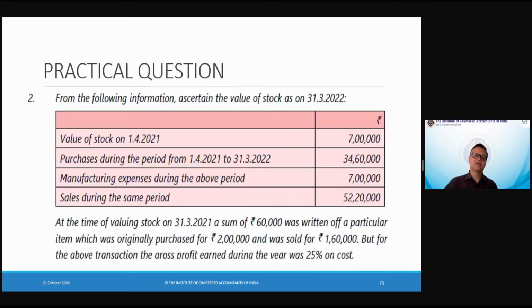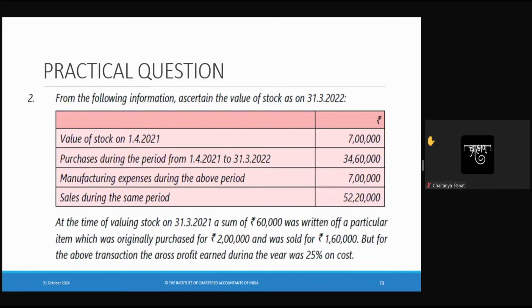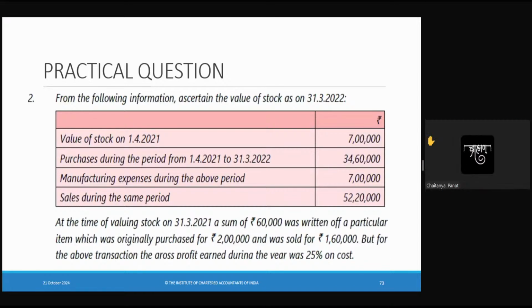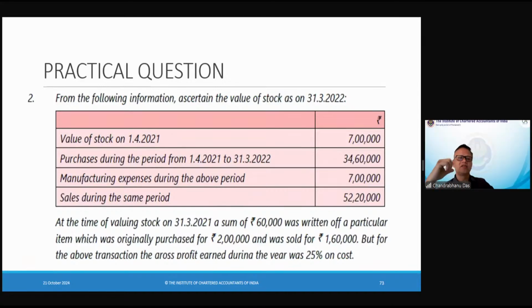Yes, Chaitanya. Sir, 20,000 profit, sir. How did you get 20,000 profit? Sir, 60,000 already written off on 2 lakh, that is 1,40,000, and now it is sold for 1,60,000, hence 20,000 profit, sir. Yeah. Good, Chaitanya.